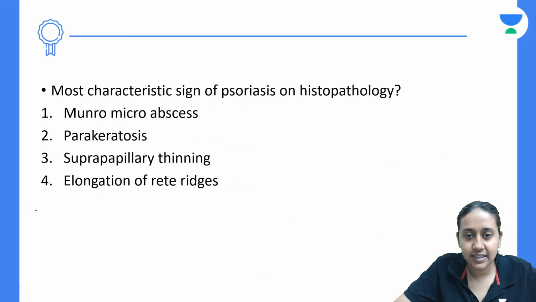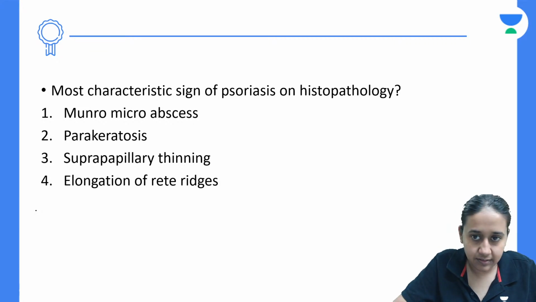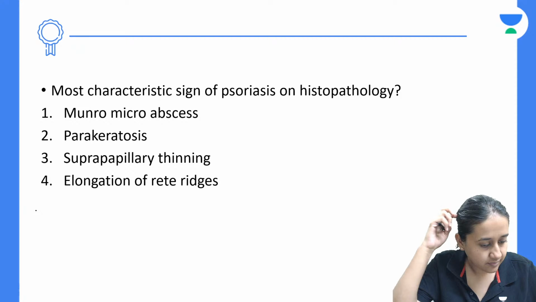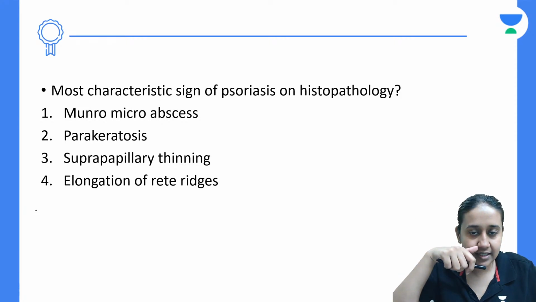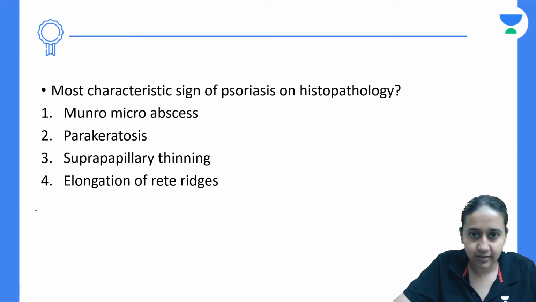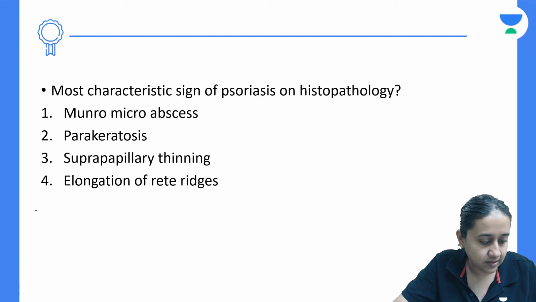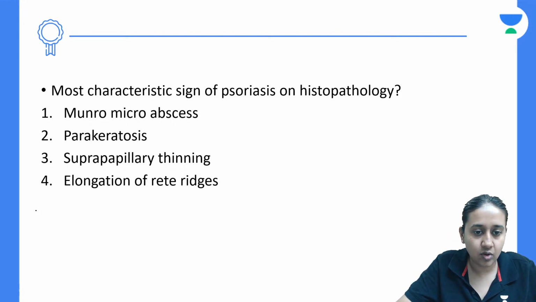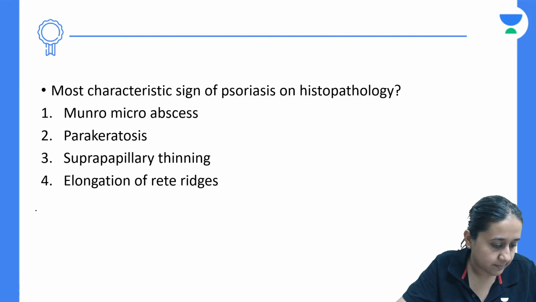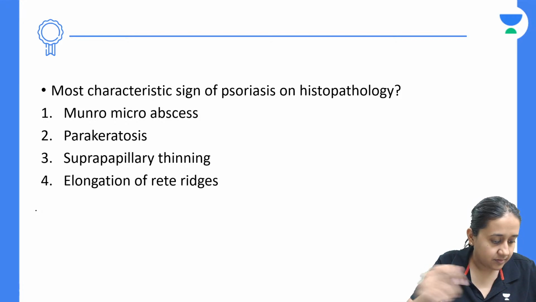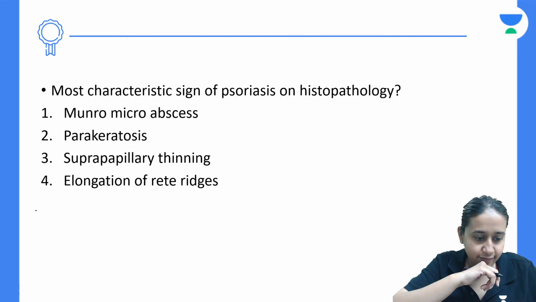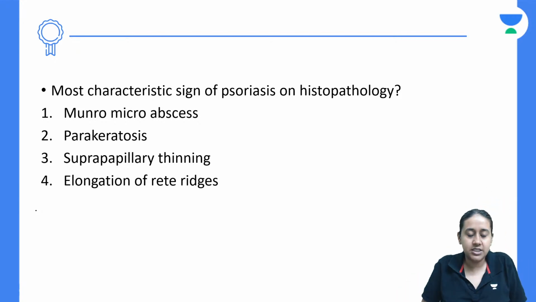Now, which is the most characteristic sign of psoriasis on histopathology? So we are on the next question right now. The options are: Munro microabscess, parakeratosis, suprapapillary thinning, or elongation of rete ridges. So I think you have to just wait for a second, because there is a little delay in the audio and video. So the next question, try to answer that.